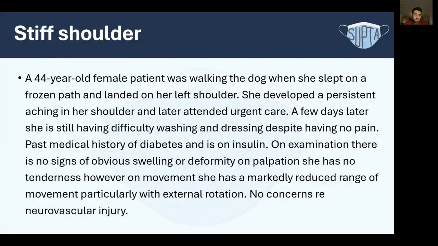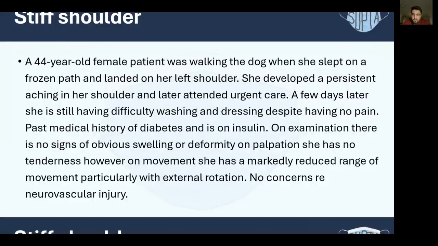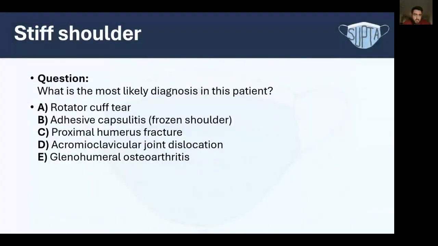On examination, there are no signs of obvious swelling or deformity on palpation. She has no tenderness on palpation. However, on movement, she has markedly reduced range of motion, particularly external rotation. There is no concern regarding neurovascular injury. Now, the question is, what is the most likely diagnosis in the patient? Rotator cuff tear, adhesive capsulitis, proximal humeral fracture, acromioclavicular joint dislocation, glenohumeral osteoarthritis.